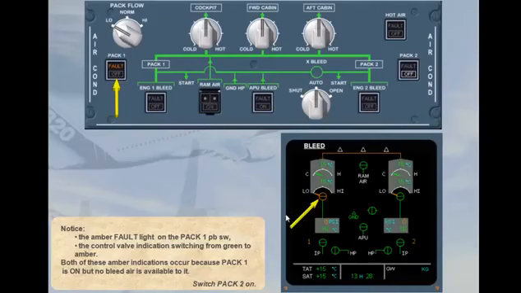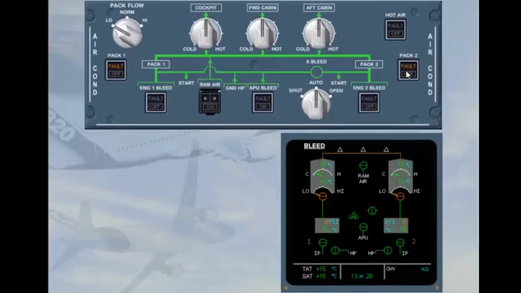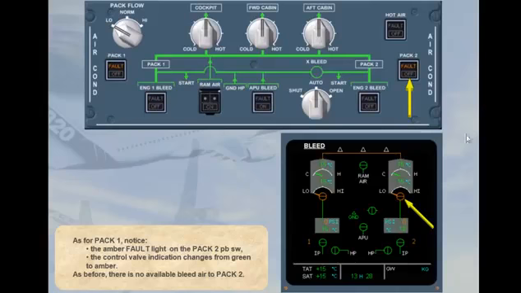Switch Pack 2 on. As for Pack 1, notice the amber fault light on the Pack 2 push-button switch. The control valve indication changes from green to amber. As before, there is no available bleed air to Pack 2.